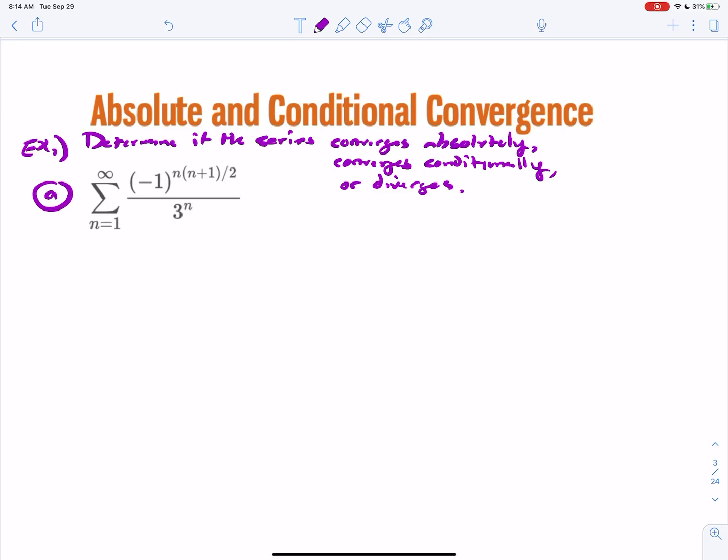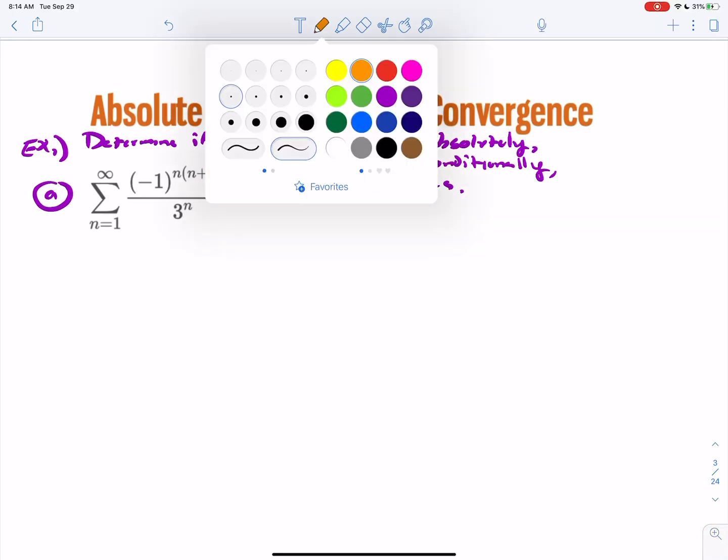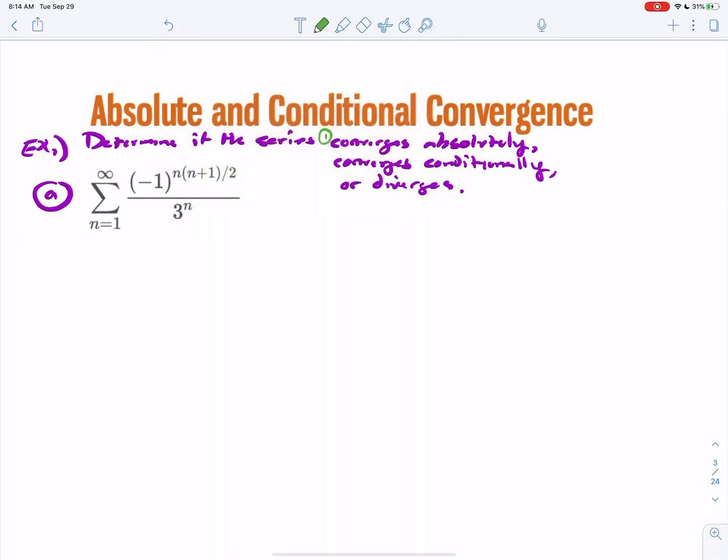So when they ask you this, you're still running your tests, but you're going to go in a particular order, okay? So I'm going to make a note here. You're going to look in this particular order, 1, 2, and 3. You always go in this order, okay? If they ask you if a series will converge absolutely, conditionally, or diverges, you're always going to check for the absolute first. So what you do here is you take the same series.